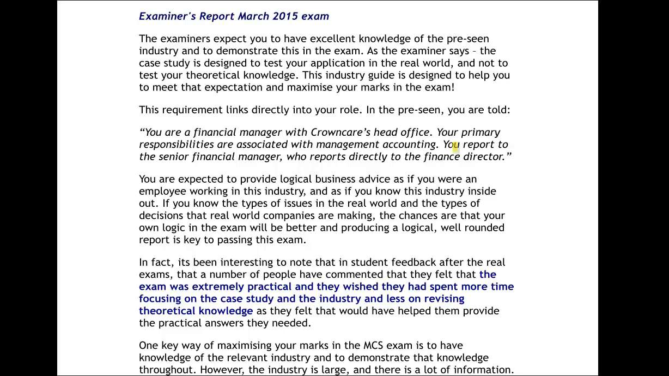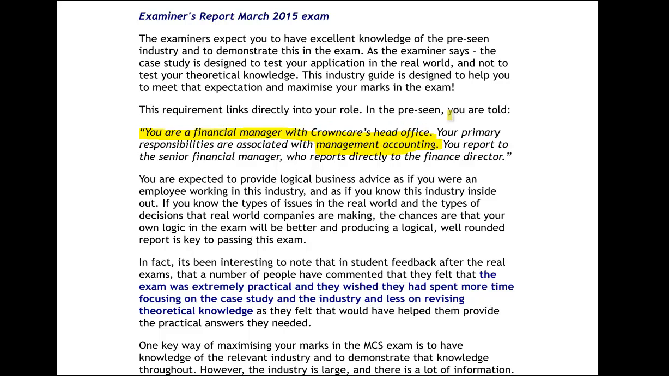So the first thing we have to remember is our requirement. We are a financial manager with Crowncare's head office. Now the first thing we have to remember is the requirement, our role. We are a financial manager with Crowncare's head office, and our primary responsibilities are management accounting.